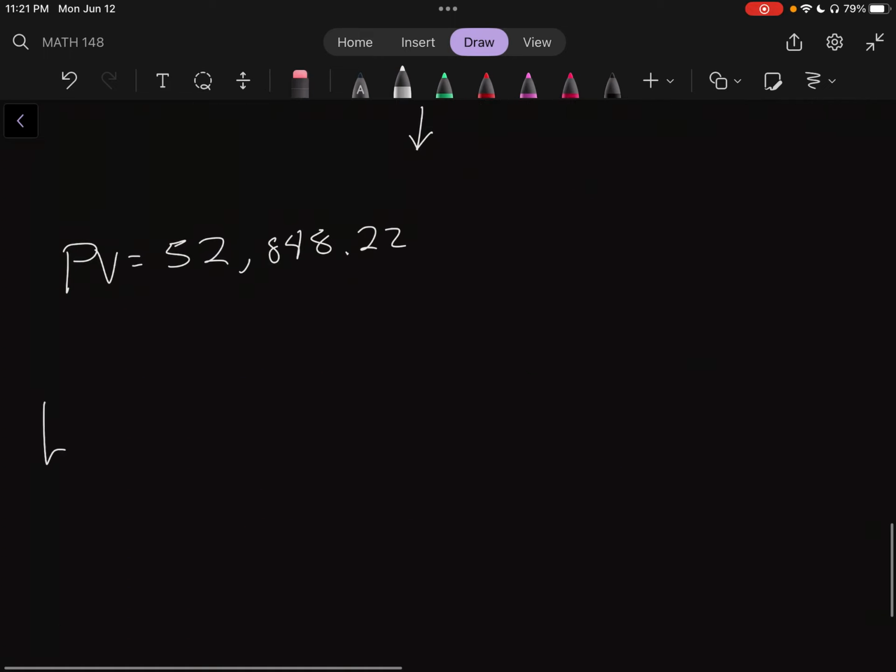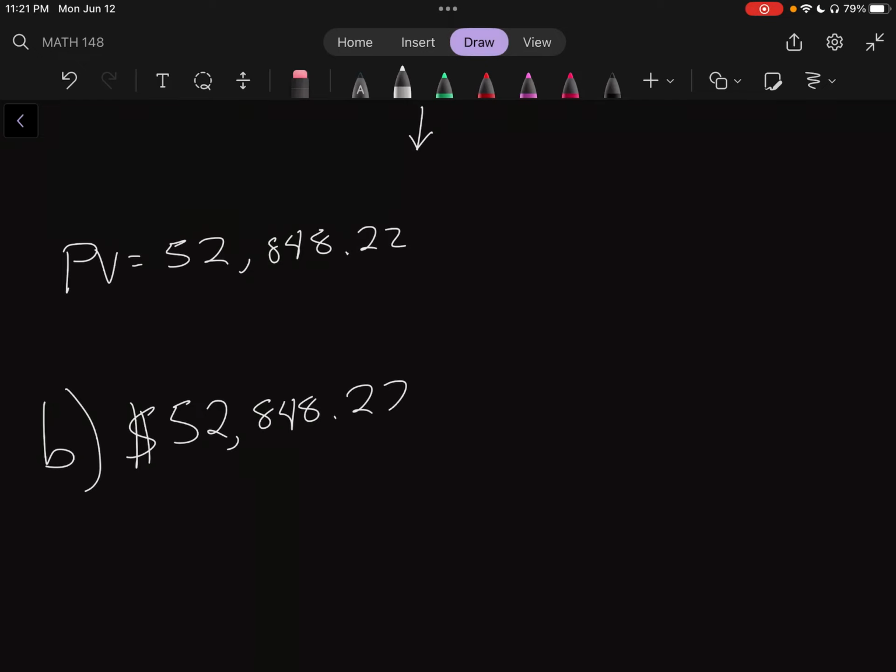So the answer to part B: the present value that you'd have to invest to get the wanted future value is $52,848.22.